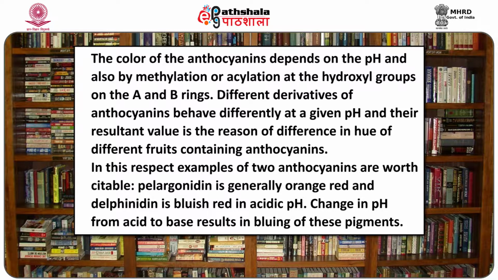Pelargonidin is generally orange red and delphinidin is bluish red in acidic pH. Change in pH from acid to base results in browning of both of these pigments. Two vegetables or fruits may have the same pigment but differ in their pH, which may result in different hues.